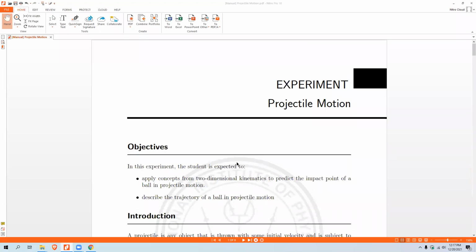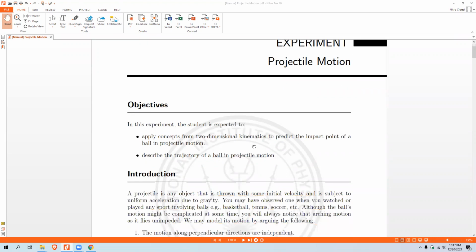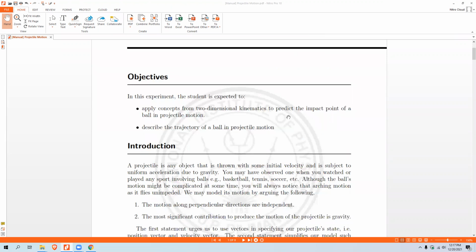Hello, this is the post-lab video for experiment 4 which is on projectile motion. So sa experiment na ito, let's first have a short discussion on the experiment manual. Tapos let's see how the data looks like.